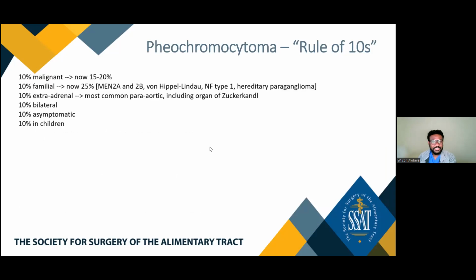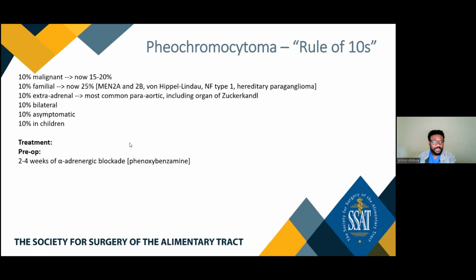So we all remember these rules of 10s from medical school. I just wanted to remind everybody, some of these numbers have changed. So remember, 10% of these are malignant. Now we know that there's actually a higher number of those patients who have malignancy. And we used to think that 10% of them had a familial component, but that's actually more like 25% now, because we know now that pheochromocytomas are a huge portion of MEN2A and 2B disease.